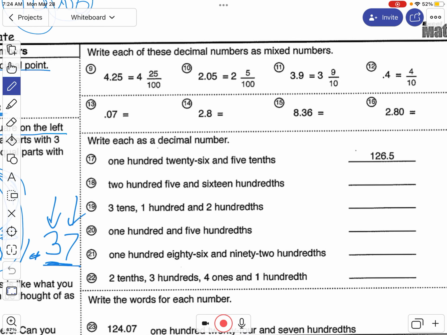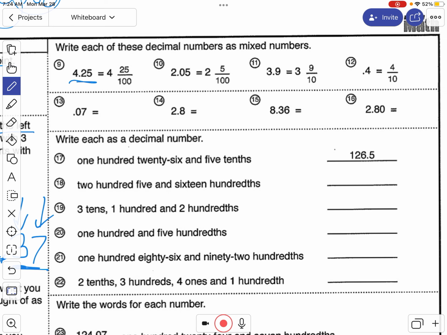And now we're going to go the other direction. So 4.25 is 4 and 25 hundredths. 2.05, 2 and 5 hundredths, has to be written like that, not 2 and 5 tenths. 3.9, now that is tenths. 3.9 is 3 and 9 tenths. And this has no whole number. It's not like 6.4 or 2.4. It's just 0.4. So it's just 4 tenths without a whole number.